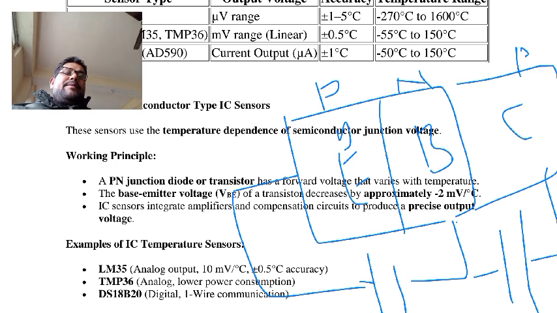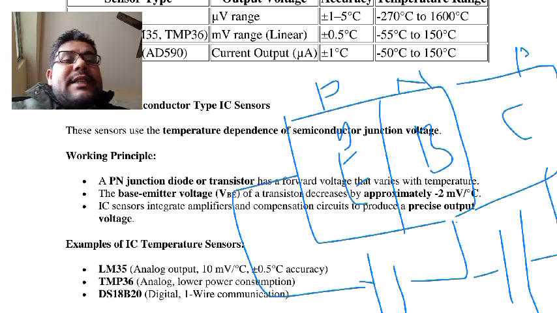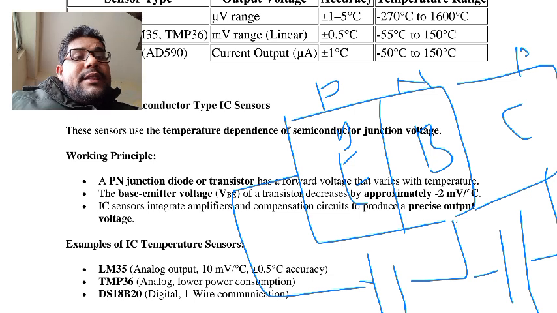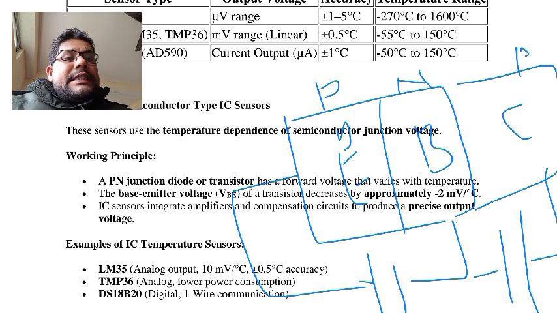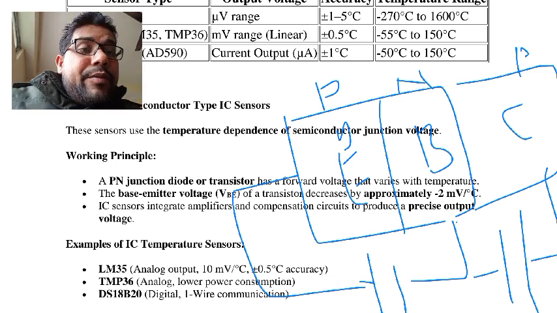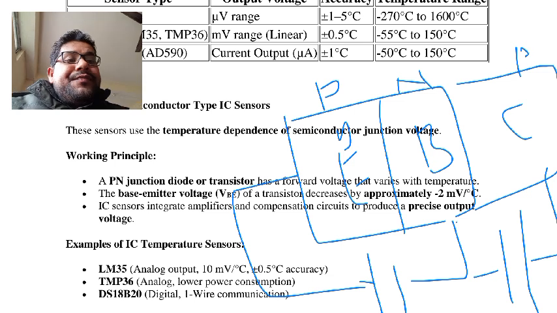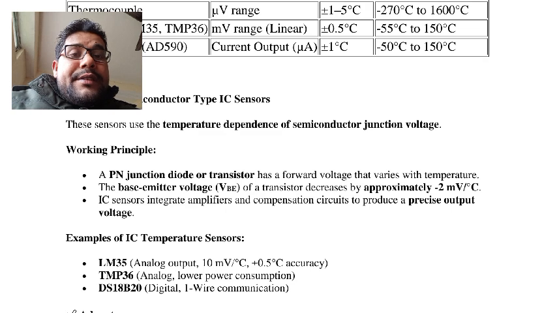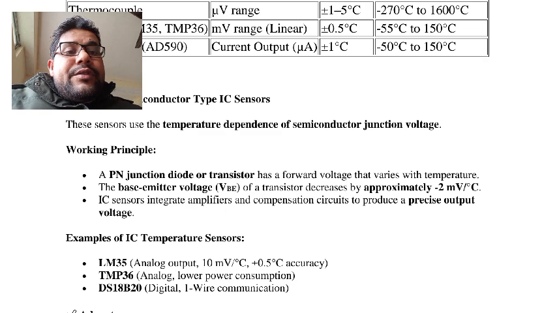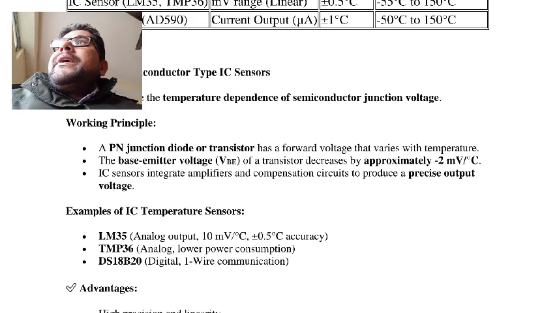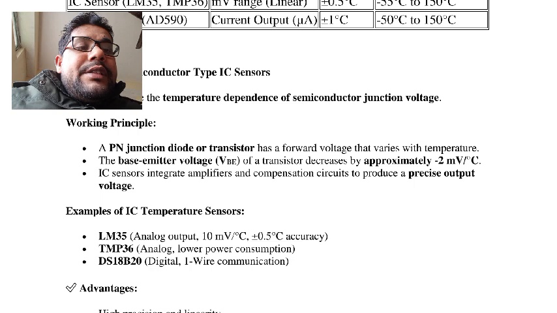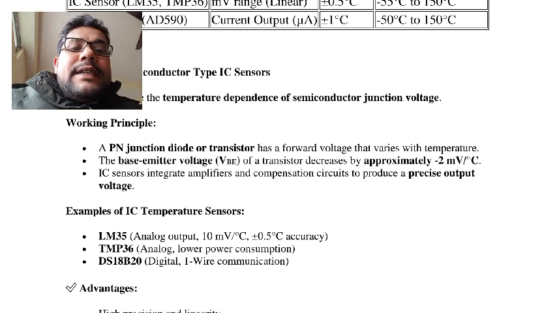So this is the IC in this way, because the junction, the PN junction of the transistor, must be forward biased. That is why this connection tells us about forward bias. The voltage varies with temperature. The base emitter voltage varies according to temperature, changing approximately a fixed amount per degree centigrade. The IC integrates amplifiers and compensation circuits to produce a precise voltage.